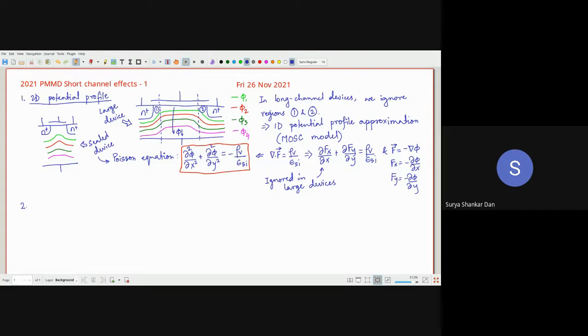So number two is very, very famous. Everybody knows this. It's called drain induced barrier lowering.